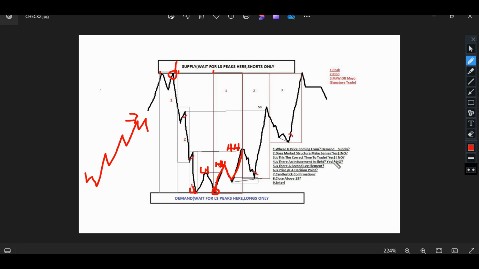So that's very important. Right, and then, is this the correct time to trade? Remember, I always say on our videos that we trade London and New York session. I do trade Asian sometimes, but trust me, 98% of my trades are London session trades in New York. So I don't really trade around that time.